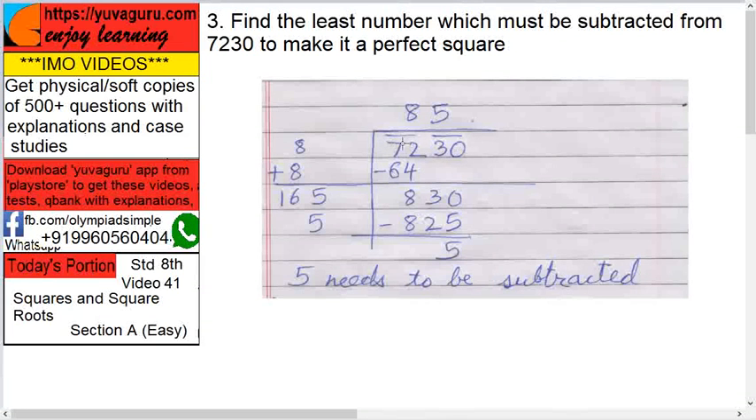So 7030. 8 8s are 64, 630, then 8 16 over here, 165 into 5, that is 825. Now remaining is 5. Now if you subtract this 5 from 7030, then it becomes 7025. So then it will be a perfect square. That's what the question is. So what needs to be subtracted? 5 needs to be subtracted.